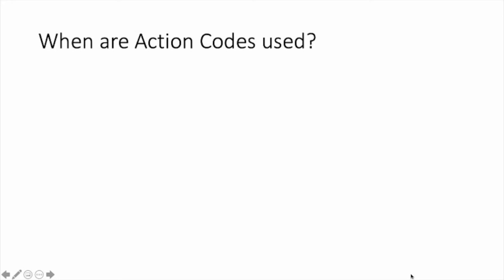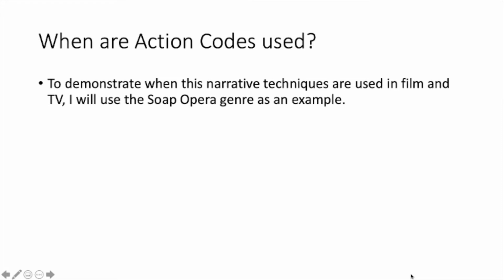So when are action codes used in TV and film? In order to demonstrate when action codes are used, I'm going to use the example of the soap opera genre to help you, because everyone will be aware of soap operas. I know some of you may watch them daily. I'm not one of those people because they are terrible, but everybody at some point in their lives will have watched probably an episode of Coronation Street, EastEnders, Hollyoaks, whatever it may be. So I'm using soap operas to give this example of action codes.